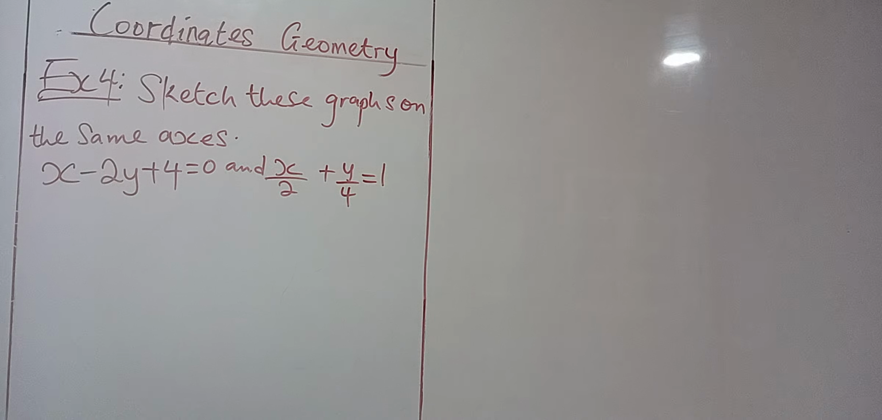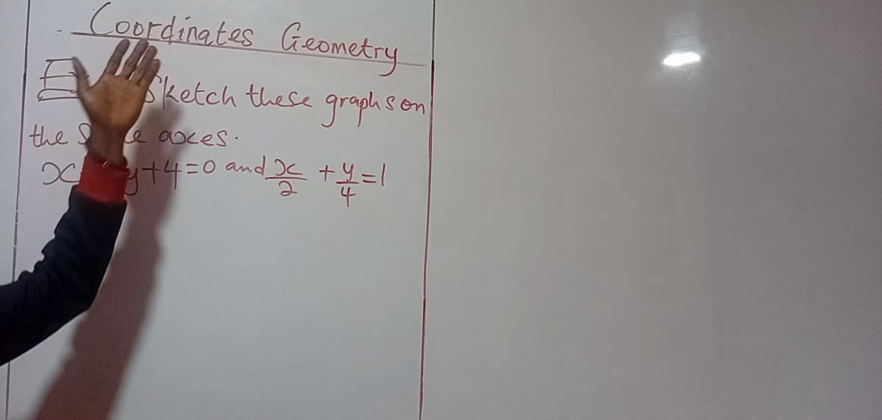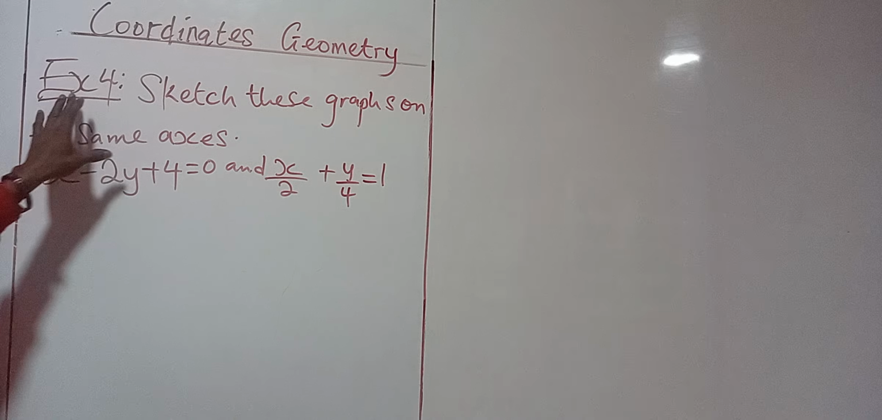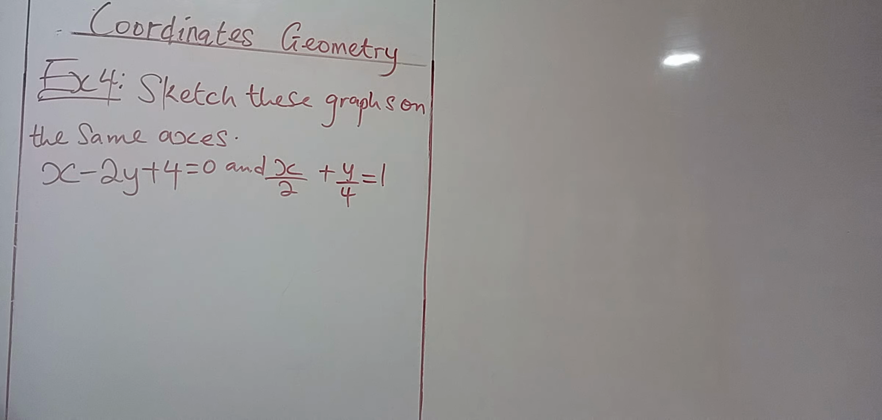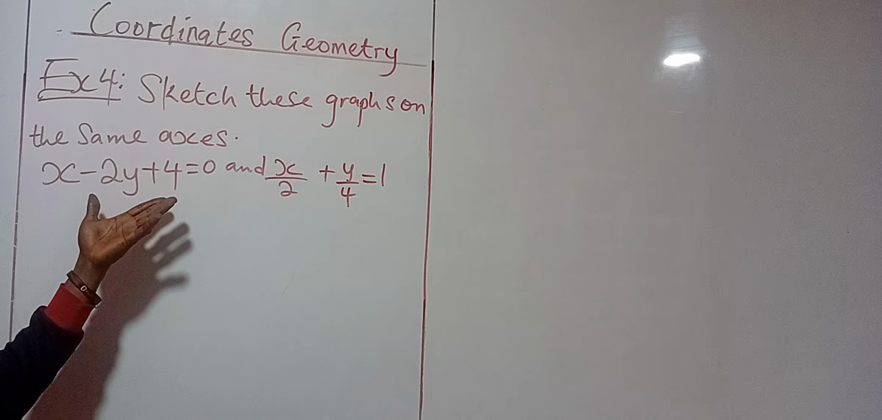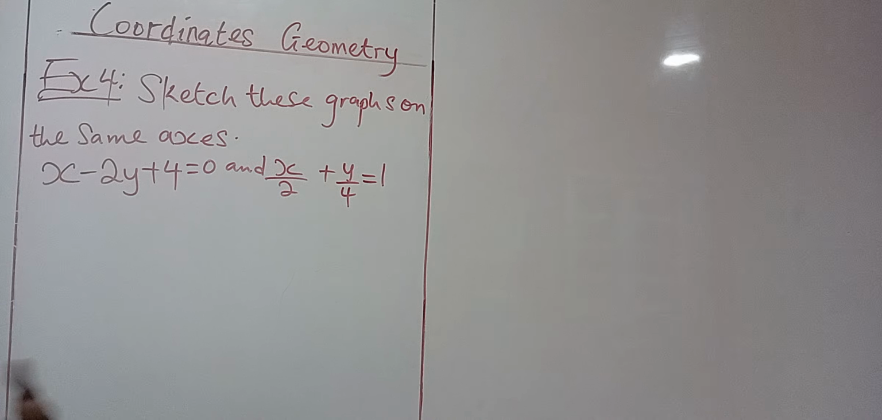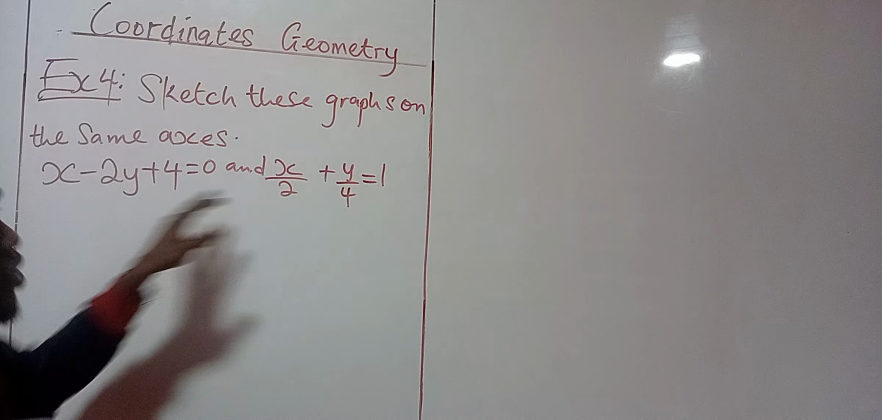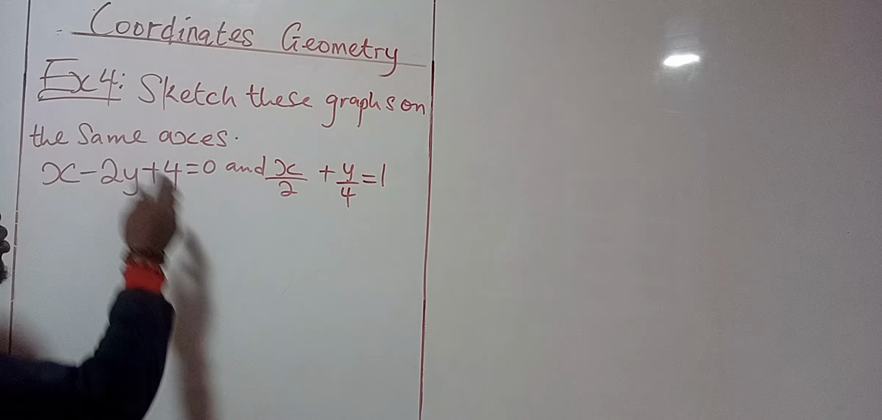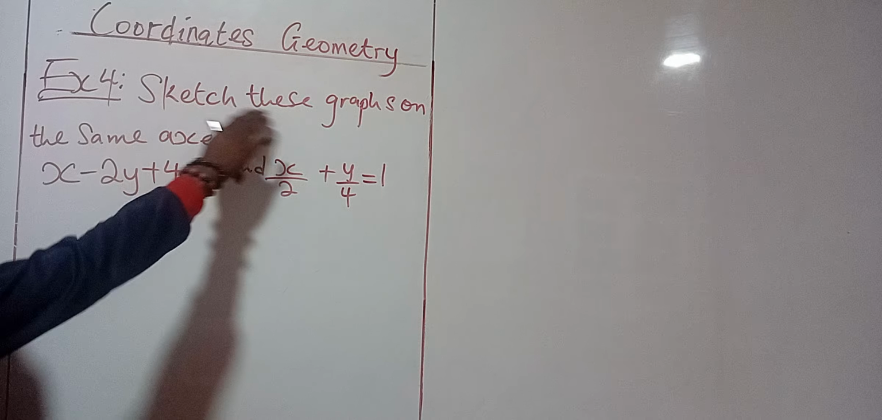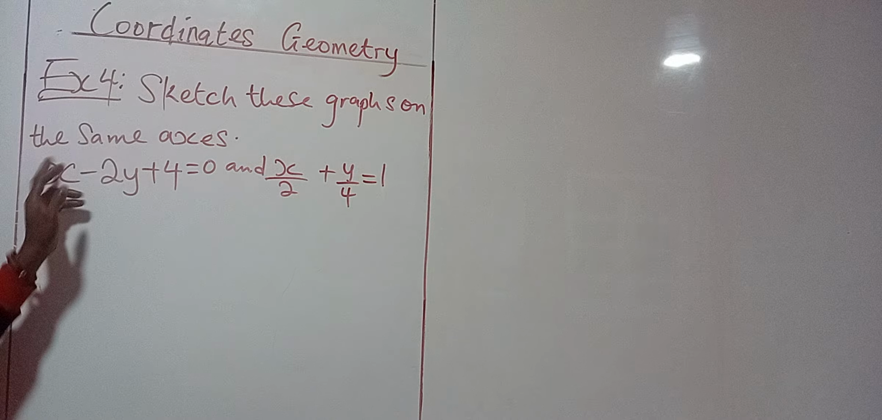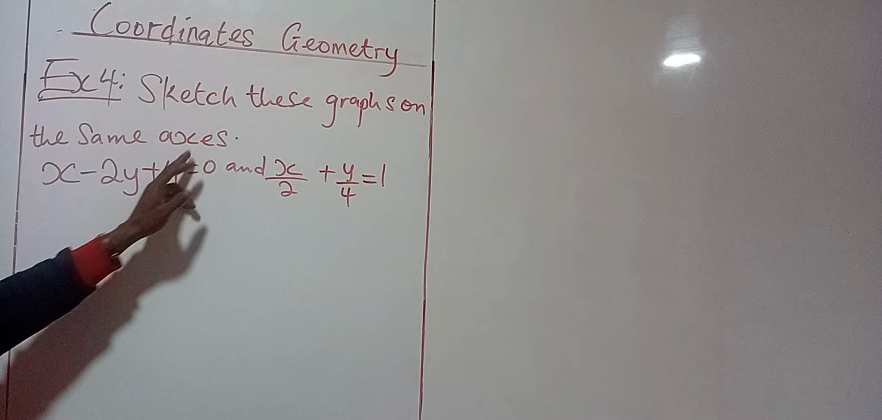Still under coordinate geometry is example 4. So how do we check or sketch? How do we sketch this kind of simultaneous equation? Look at the question. The question says sketch these graphs on the same axis.